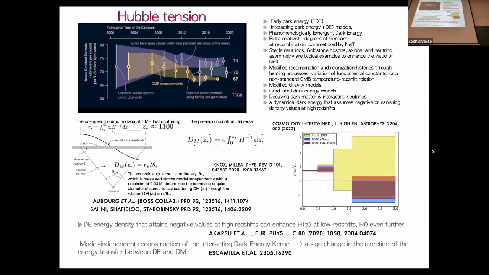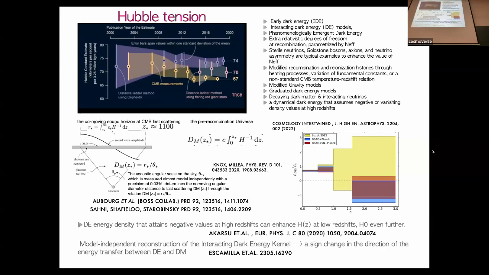Theta star is the ratio of r star over D_M star. r star is related with the recombination era, and D_M star is related with the late universe. So if you keep it the same, and you don't touch the early universe, if you are focusing on the late universe, D_M star should be kept constant.